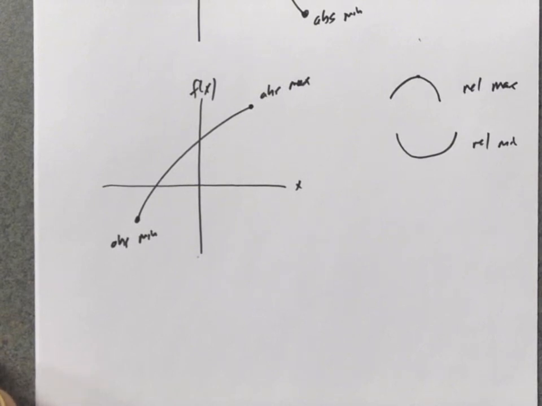All right, so let's go ahead now. I'm going to stop this video and start again, and now we're going to start looking at mathematically how to determine maxes and mins, and when the function's increasing or decreasing, or when the derivative is positive or negative.